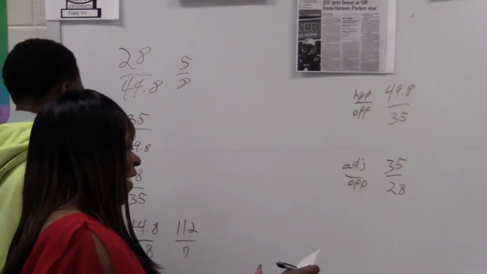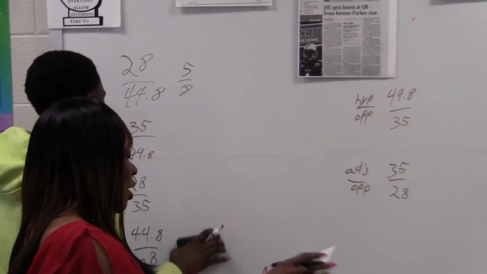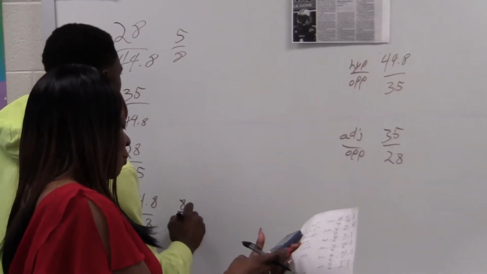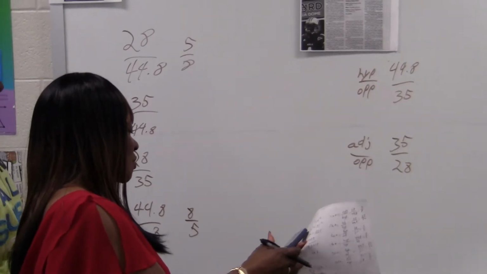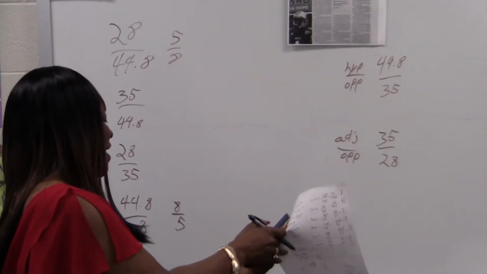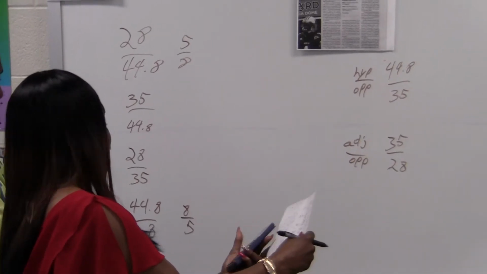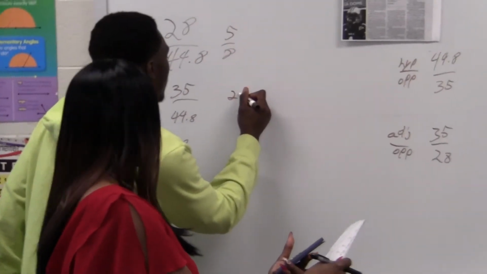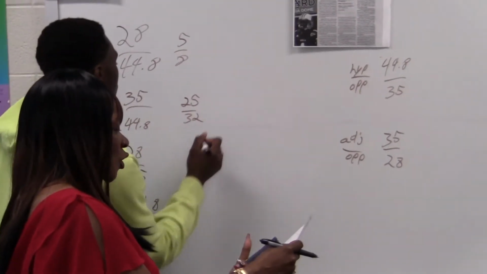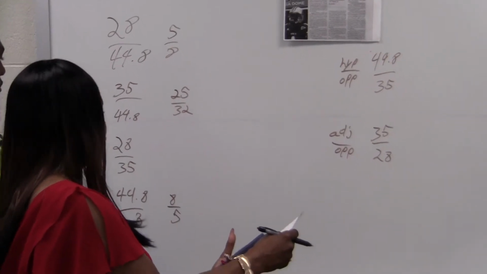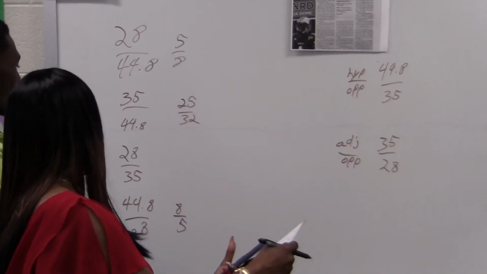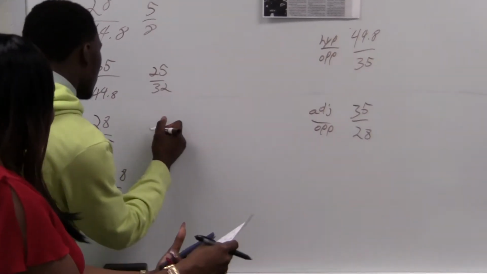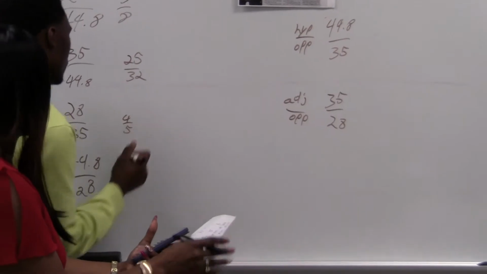So now let's look at 35 divided by 44.8. Hit my little equal. It gave me 0.781. Look at that beautiful calculator. What you got? 25 over 32. Okay? Then, of course, 28 over 35, you're going to find that 7 will go into 28, and 7 will go into 35. It's going to equal 4 over 5. Put my little equal signs here.